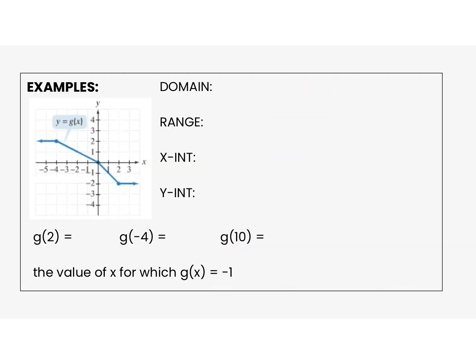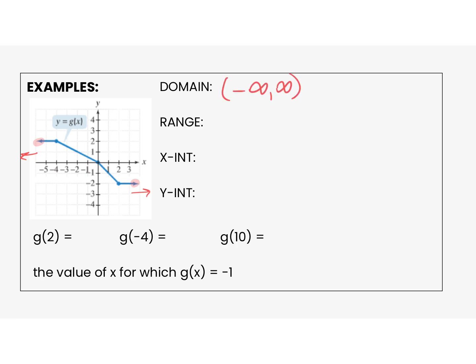Let's do one more example together. We'll start with domain and range. So again, I see arrows on both ends of my graph. So that tells me it's going to keep going that way and it's going to keep going that way. So my domain is going to be -infinity to infinity.